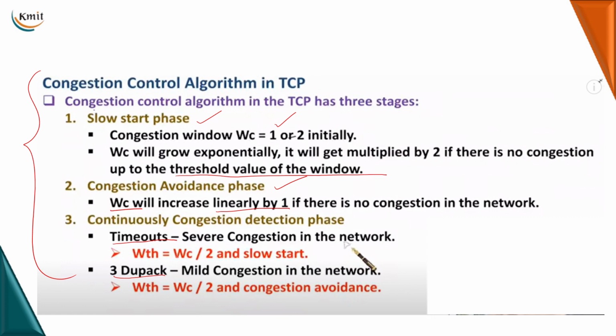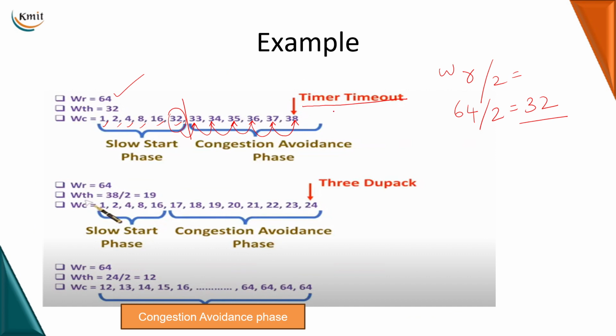So what we do here, we again reduce the threshold value to the congestion window divided by 2. In such cases, when there is congestion, you will not go with linear increase, but rather you will reduce the threshold value to the congestion window divided by 2, and then you will resume with the slow start phase. Now you can see an example. At 38, at this congestion window size, you got a timer timeout, which is a serious warning for congestion. So what will you do? You will reduce the threshold value by dividing this congestion window size by 2. So the threshold value is 19 now.